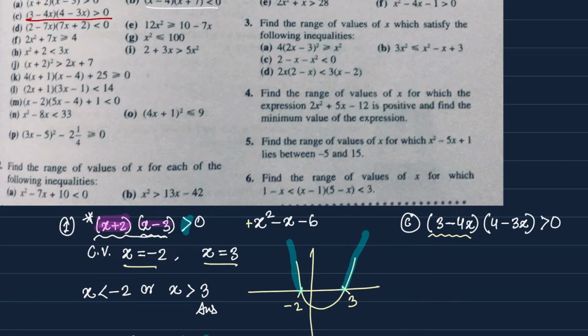3 minus 4x is 0. So 4x is equal to 3, so x will be 3 by 4. So one critical value is x equal to 3 by 4. What about the other one? 4 minus 3x is equal to 0. 3x equals 4, so x equals 4 by 3.